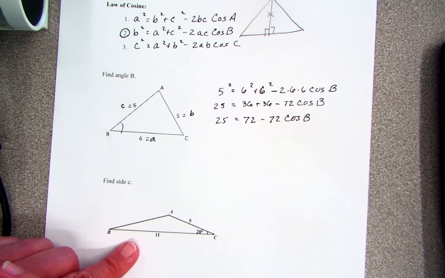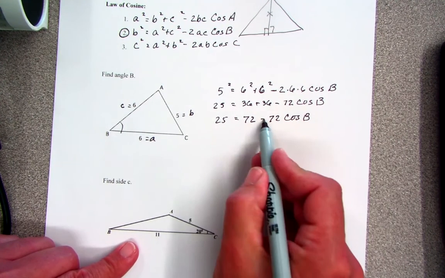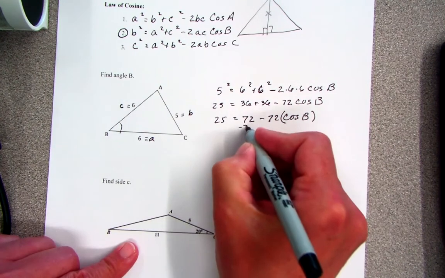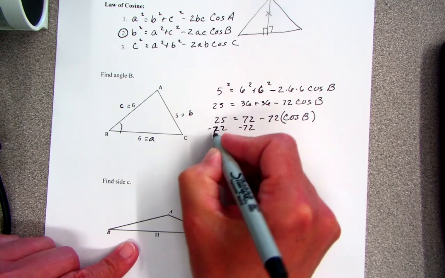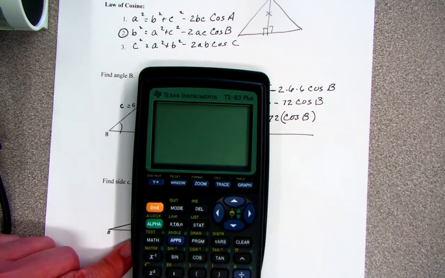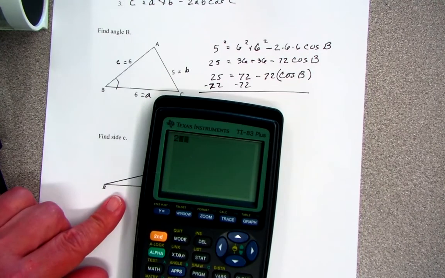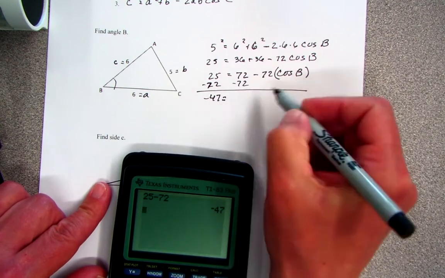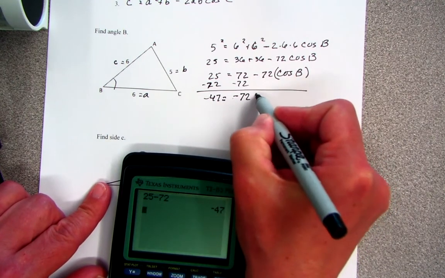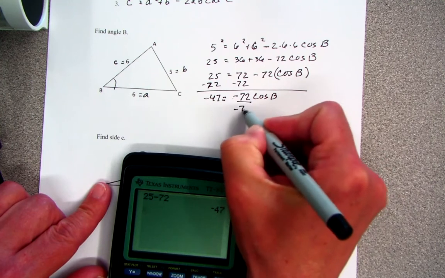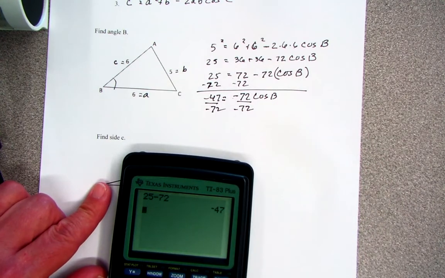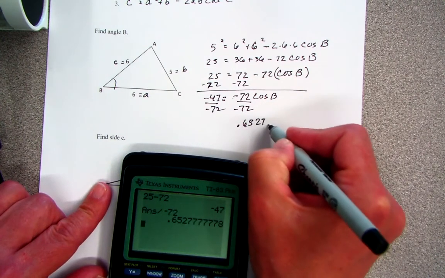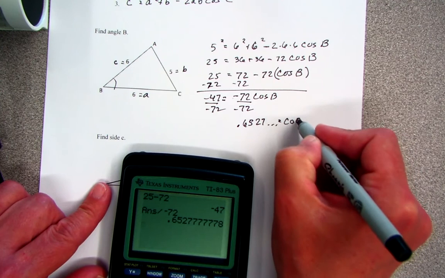And here's where some algebra mistakes happen. The first thing you need to do, a lot of people take 72 minus 72, but you can't because this is multiplied by the cosine of B. So I'm going to subtract 72 from both sides. I have a little calculator here so I don't make an error. You should have yours as well. You're going to need it. So it's negative 47 equals, that 72 is gone, but this 72 is still here. To isolate, I'm going to divide by negative 72. And I get 0.6527, etc. equals cosine of B.